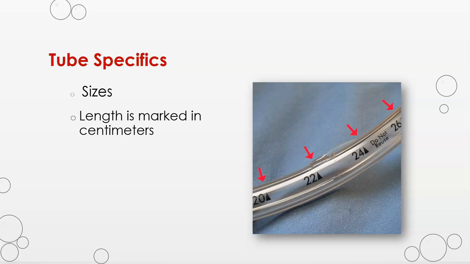The nurse following you would also want to verify that the ET tube is still located at the 22 centimeter mark. If not, it is either pulled out a little bit or it is going a little bit further down the trachea.